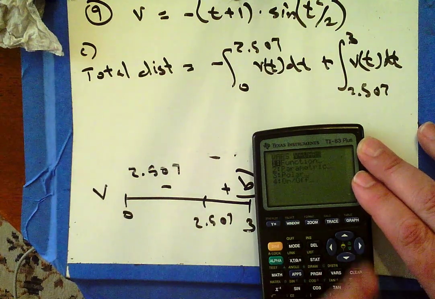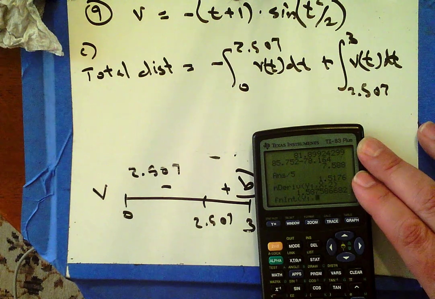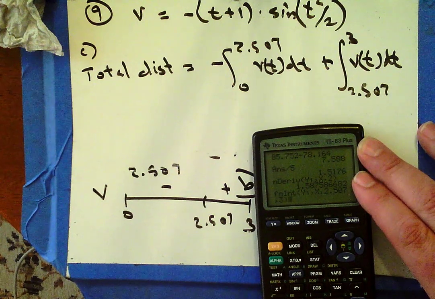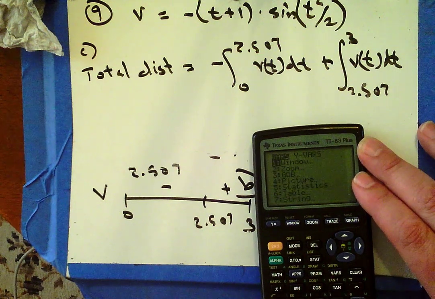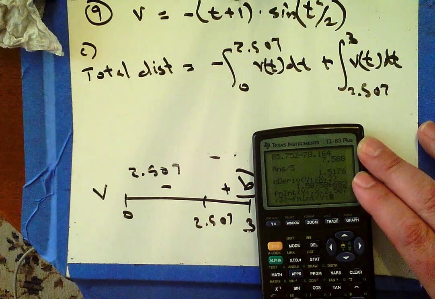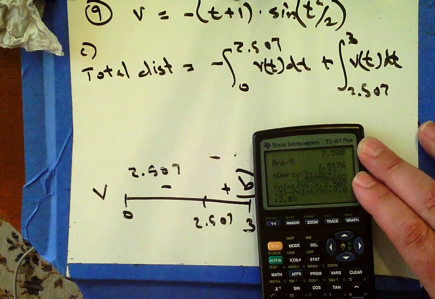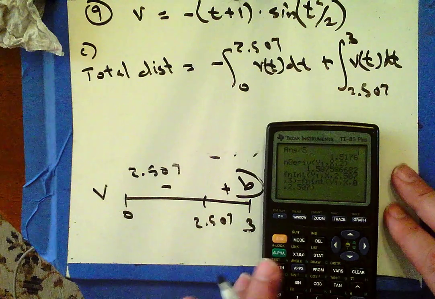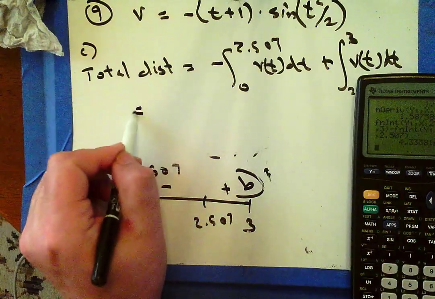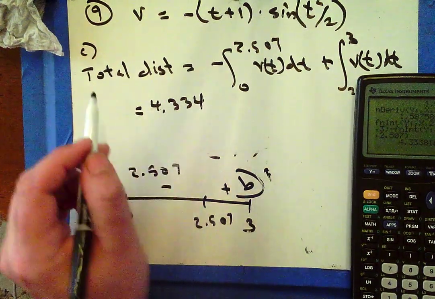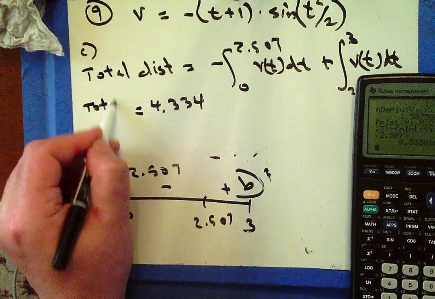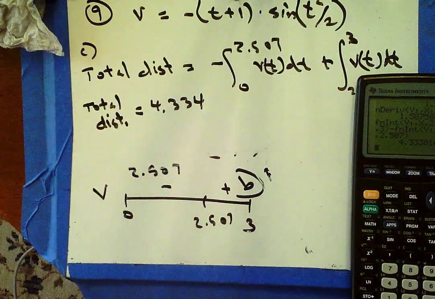So I'm going to do the integral of y1, comma x, comma 2.507, comma 3, minus the integral of y1, comma x, comma 0, comma 2.507. And I end up with 4.334 is the total distance traveled. Not very far for you and me, unless those are light years.